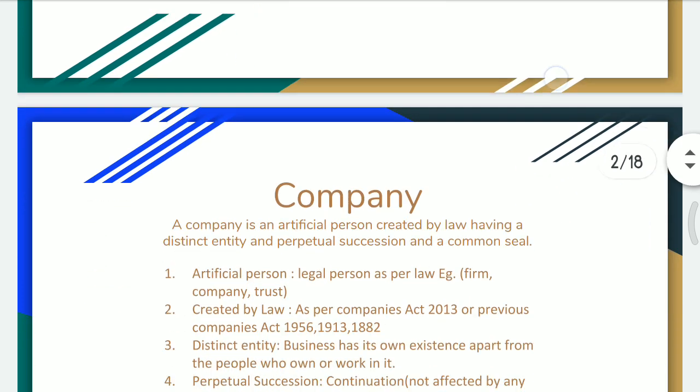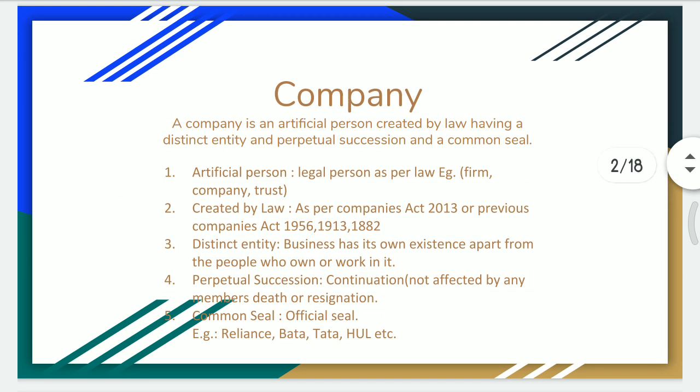First we will see what we mean by company. A company is an artificial person created by law, having a distinct entity, perpetual succession and a common seal. Now, what do you mean by artificial person? Artificial person means a legal person created as per law. Example, a firm, company or trust. It simply means the company can purchase and sell property in its name.